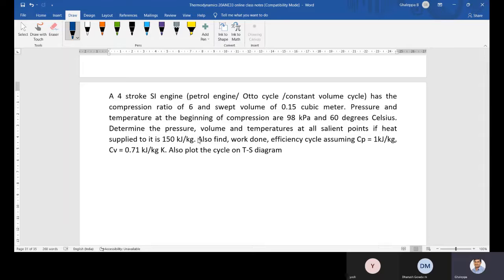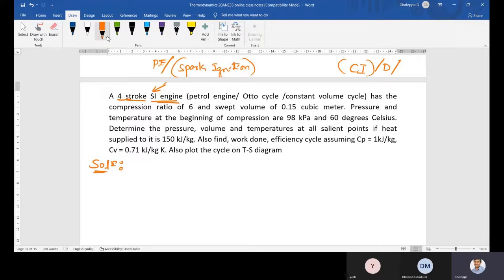I hope you have a calculator with you, so that we can finish it easily. Solution: a 4-stroke SI engine. SI means spark ignition engine. Keep in mind, it is a spark ignition engine. The petrol engine is called a spark ignition engine. If it is a diesel engine, we call it a compression ignition engine, that is a CI engine. The CI engine is also called a diesel engine, and the spark ignition is the petrol engine.